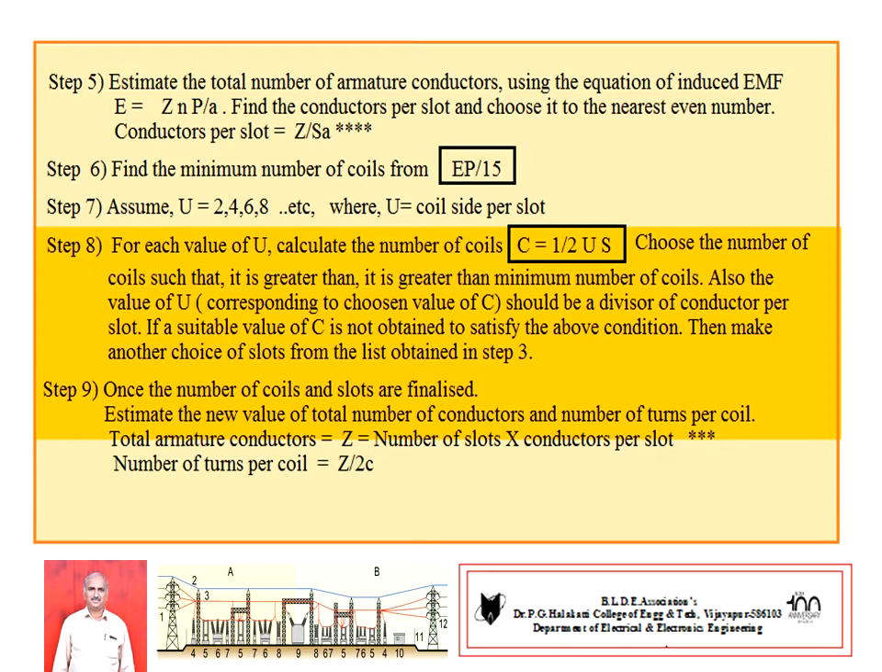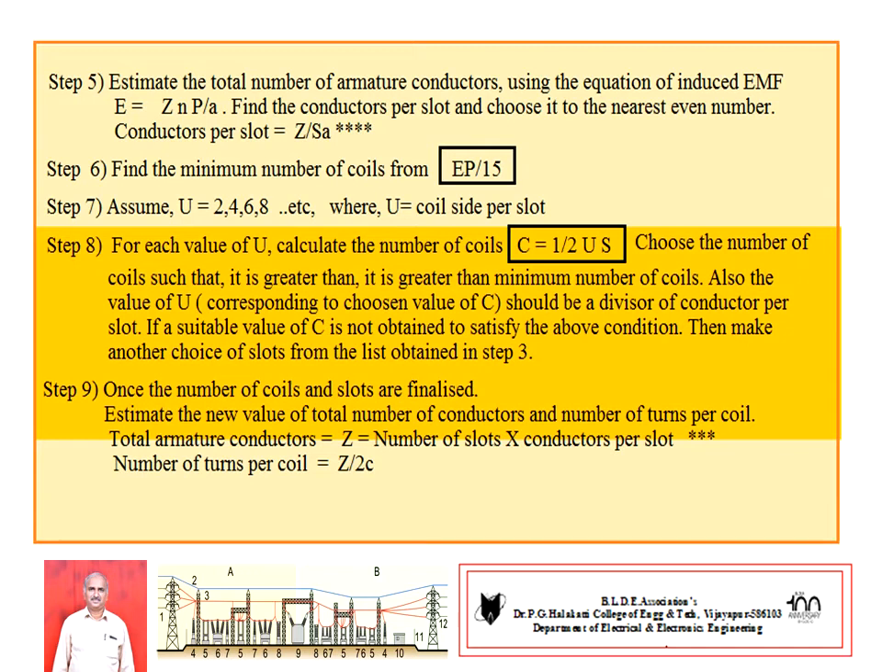For U equal to 2, calculate the number of coils. Next U equal to 4, calculate the coils. Choose such number of coils that it is greater than the minimum number of coils. Also the value of U should be a divisor of conductors per slot. If a suitable value of C is not obtained to satisfy the above condition, then make another choice of slots from those listed in step number 3.